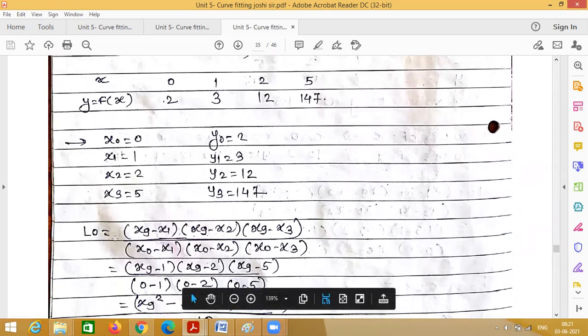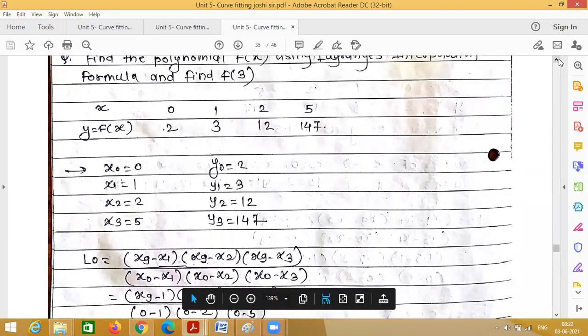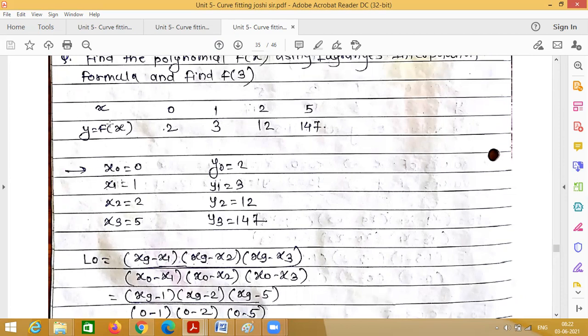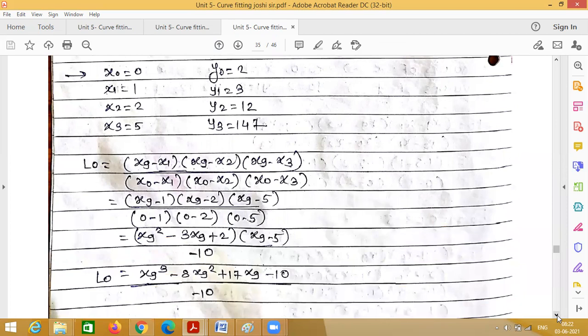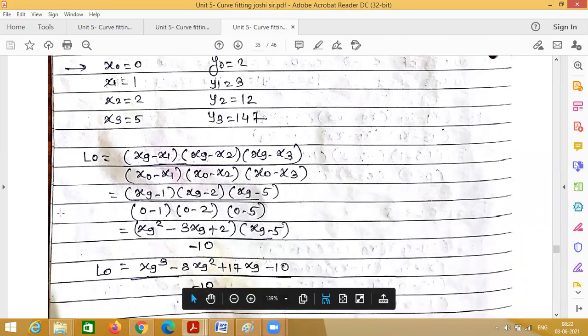For L0, for the first reading, we are finding the Lagrangian coefficient, so we can write xg minus x1, then xg minus x2, then xg minus x3, and it will be divided by x0 minus x1, x0 minus x2, and x0 minus x3. Here xg is nothing but the value of x at which we need to find the function. In short, we need to find the value of y. So xg is equal to 3 in this case. Just substitute the values of x1, x2, x3 in this, and you will get the equation for L0.